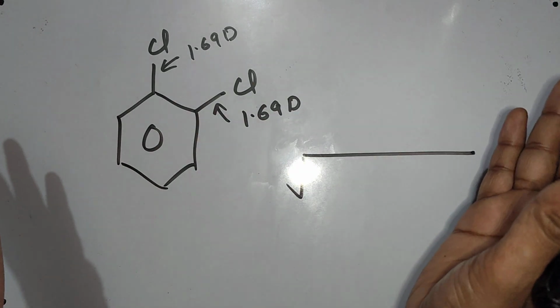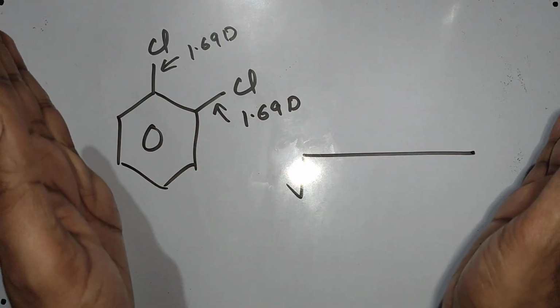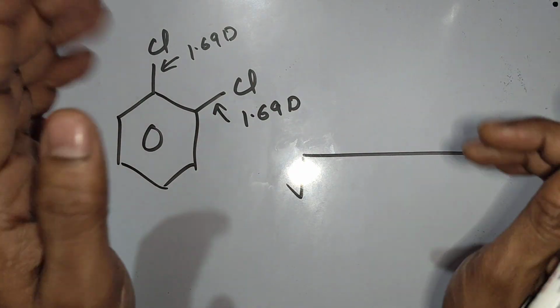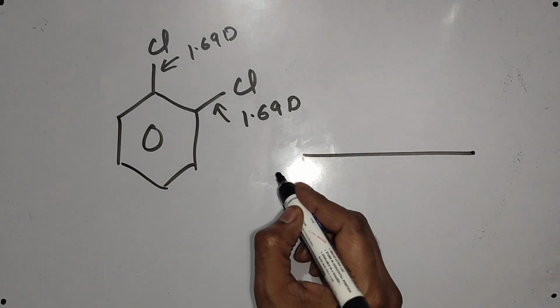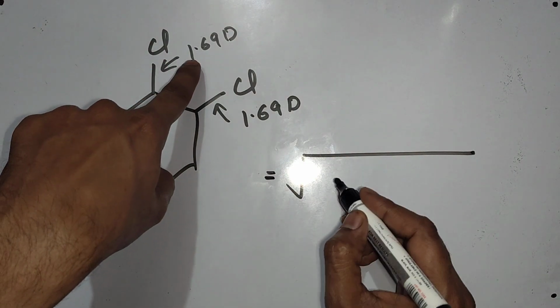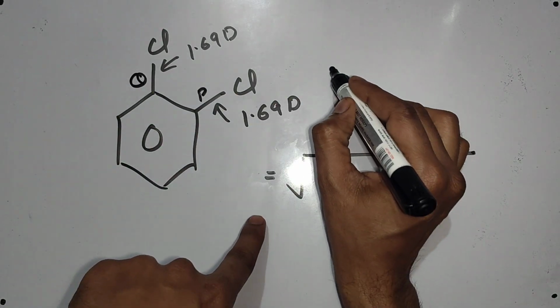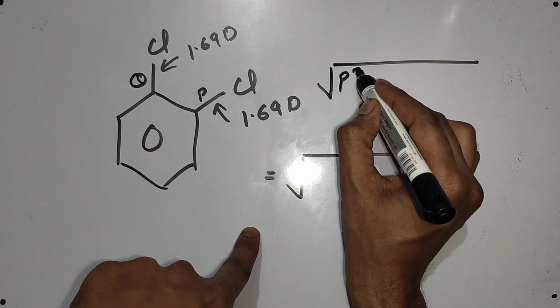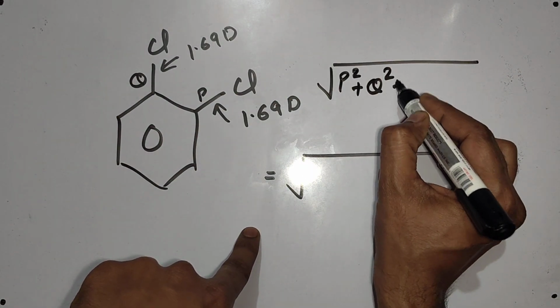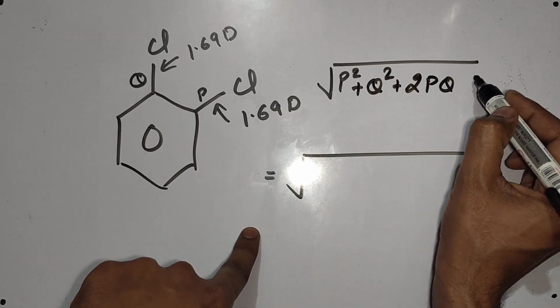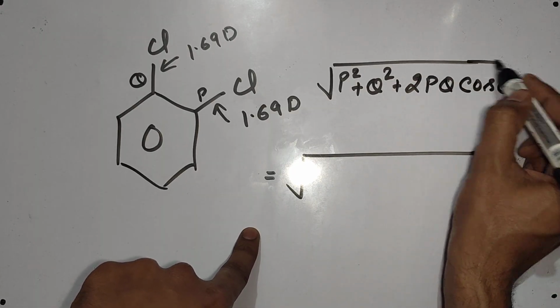We will not add it just like simple math, 2 plus 2. No, we will apply a law, the parallelogram law, which tells us how to add them. Suppose this is P, this is Q. So what is the formula? P square plus Q square plus 2PQ cos theta.